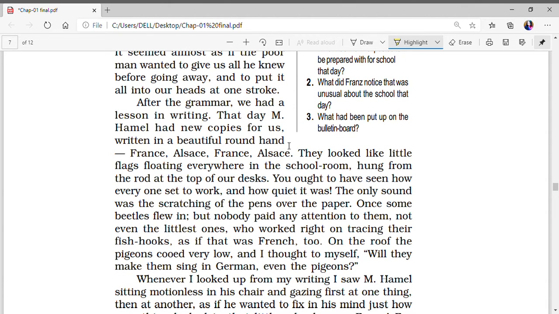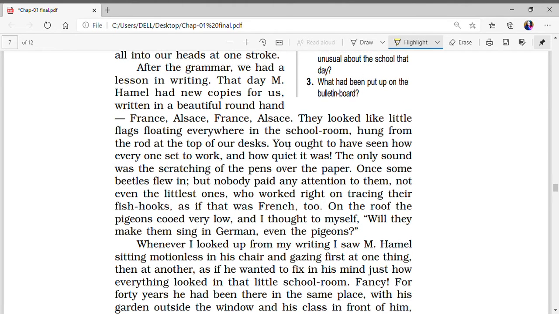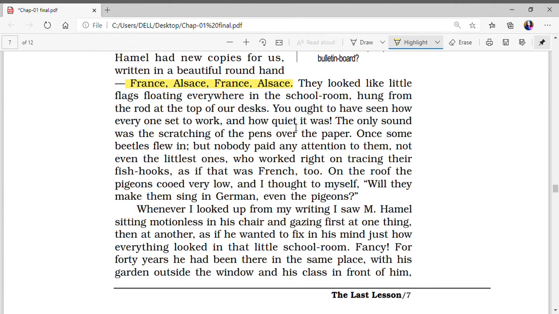After the grammar, we had a lesson in writing. That day, M. Hamel had new copies for us. Okay, so he bought new copies written in beautiful round hand, "France essays, France essays." Okay, and what was written over it? You know, it was written "France, essays." They looked like little flags floating everywhere in the schoolroom, hung from the rod at the top of our desks.